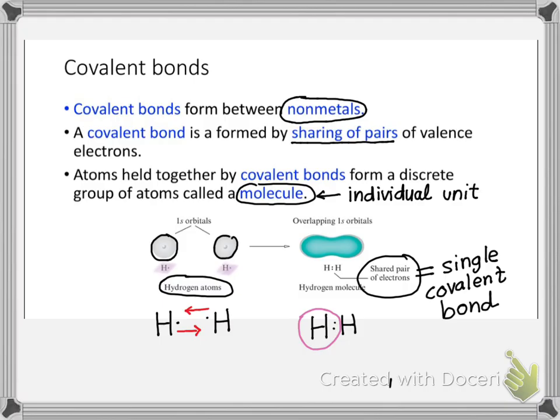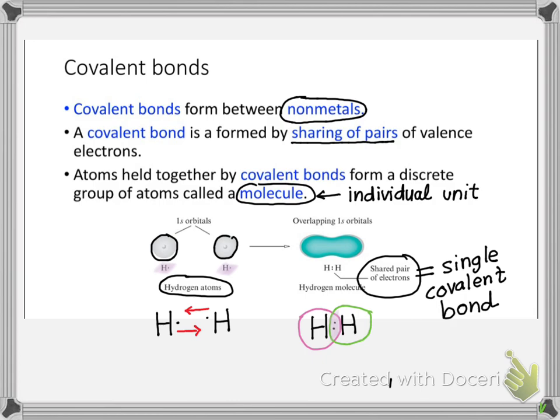So back to my hydrogens. The hydrogen circled in pink is happy, and now the hydrogen circled in green is happy. So when they share, both atoms see this pair of electrons that's in between as their own, and so they feel like they have the same electron configuration as a noble gas.